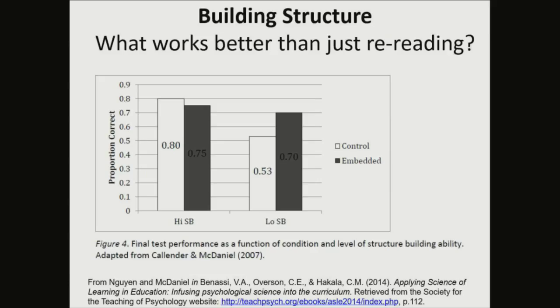And what can you see from the results? The embedded questions really helped the low structure builders. Yes, very good. And it almost brought them up to the level of the high structure students. So it helps the students get a structure for what they're supposed to be reading for. What is the topic here? The control students were just asked to read, and then they were given the short exam, and that's the percentage they got correct.